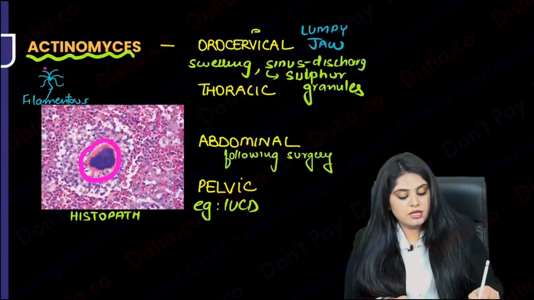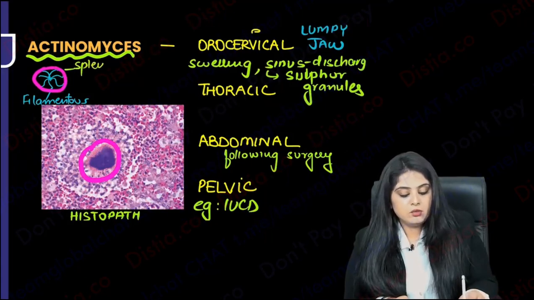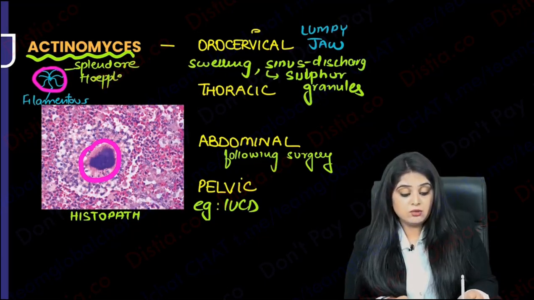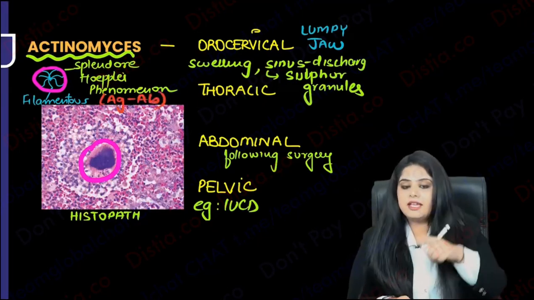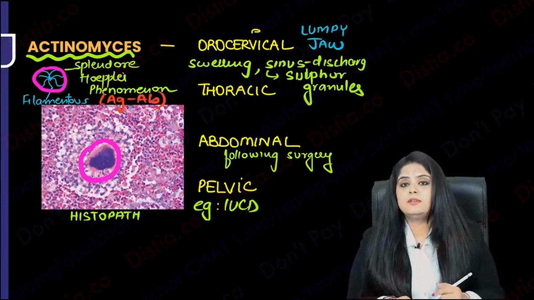This pinkish zone is referred to as the Splendore-Hoeppli phenomenon. I have taught you the same thing somewhere else also, in path and in micro. So this is the Splendore-Hoeppli phenomenon. And what is it indicative of? It is indicative of an antigen-antibody reaction. So wherever antigen-antibody complexes form, this pink color Splendore-Hoeppli phenomenon will occur.